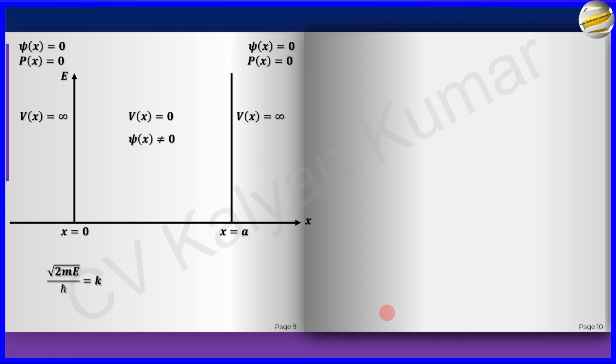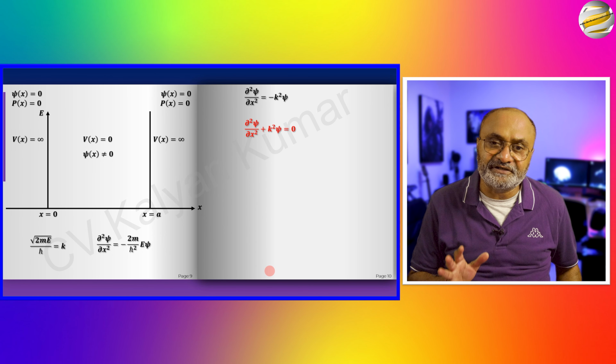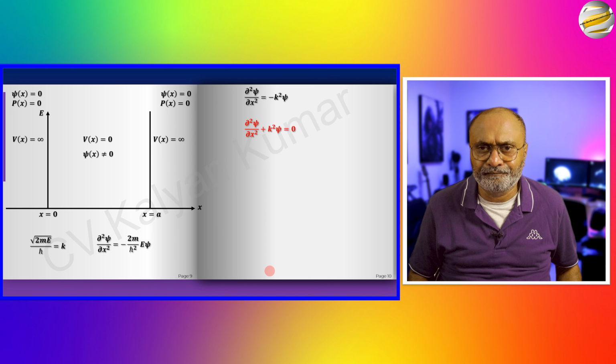So this is k. So d2 psi by dx2 is this, if you remember. Now if I substitute, I'll get negative k square psi. So bring it on the next side: d2 psi by dx2 plus k square psi equal to 0. Now this is a second order differential equation, which if we solve, we will get the function psi.